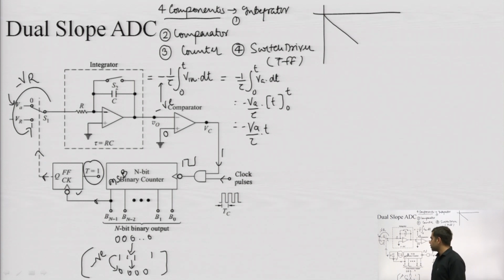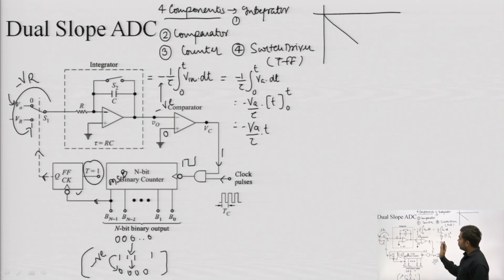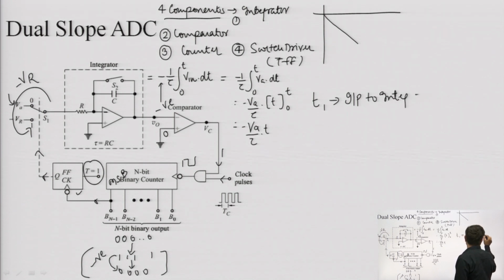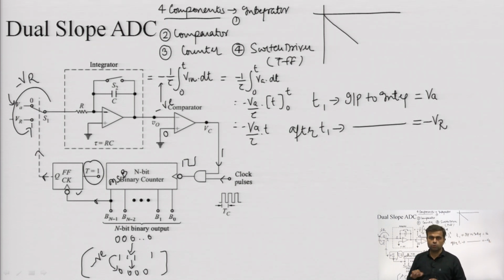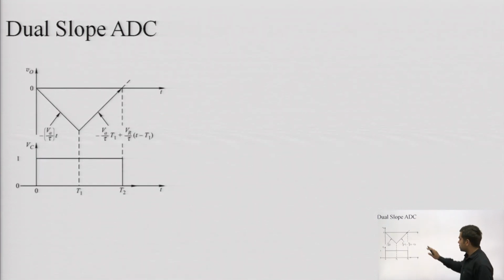So at this point of time, before that time, let us say it is time t1, till time t1 the input to the integrator was VA. After t1, the input to the integrator is equal to minus VR. Now as there is a negative input to the integrator, and already there is a negative sign in the integrator output, now the output will start moving towards the positive direction. So it can be seen from this graph.